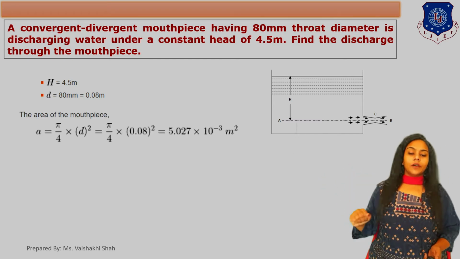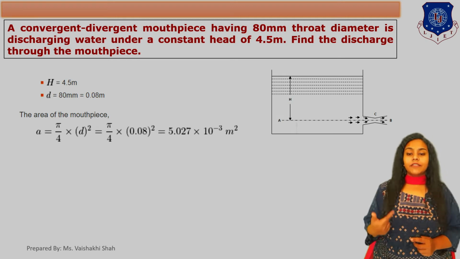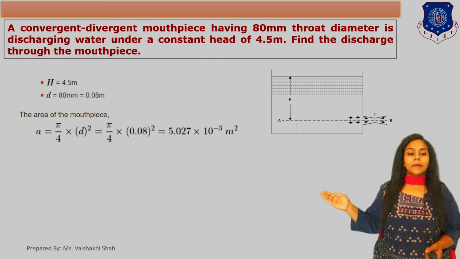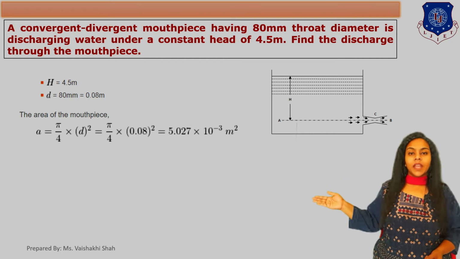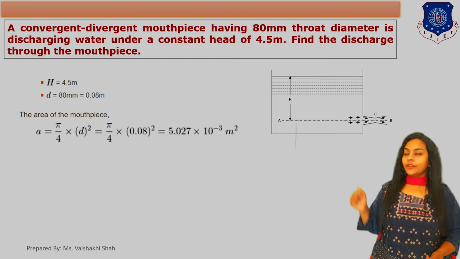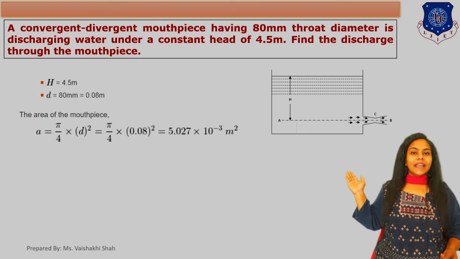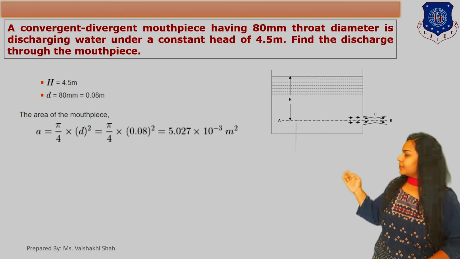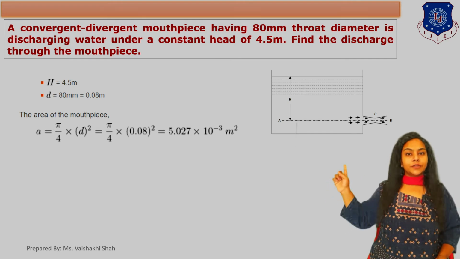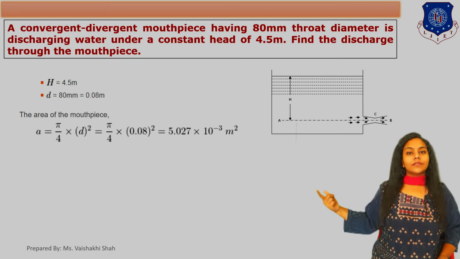Now if you have to find out area, then the equation for area of the mouthpiece is A equals pi by 4 D square. Here we have the value of D, so pi by 4 into 0.08 square. So your answer for area is 5.027 into 10 raised to minus 3 meter square. This is your area, pi by 4 D square.